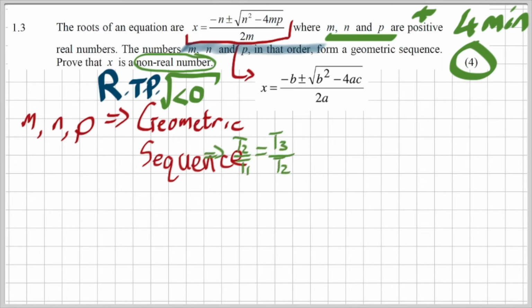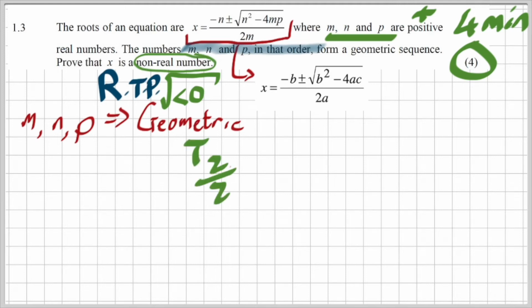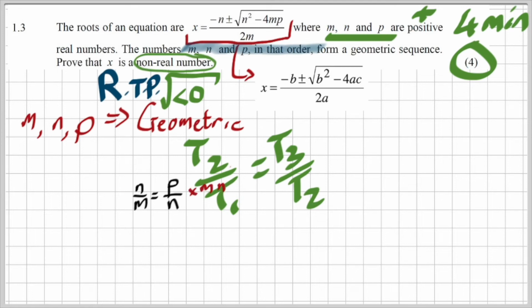Now, a geometric sequence, sorry for writing over myself there. Let me just move this a little bit to the right. Now I moved everything. Let me rather erase and write it out proper for you to see. Whenever we talk about a geometric sequence, I love to remember T2 over T1 must be equal to T3 over T2, which tells me that N over M must be equal to P over N.